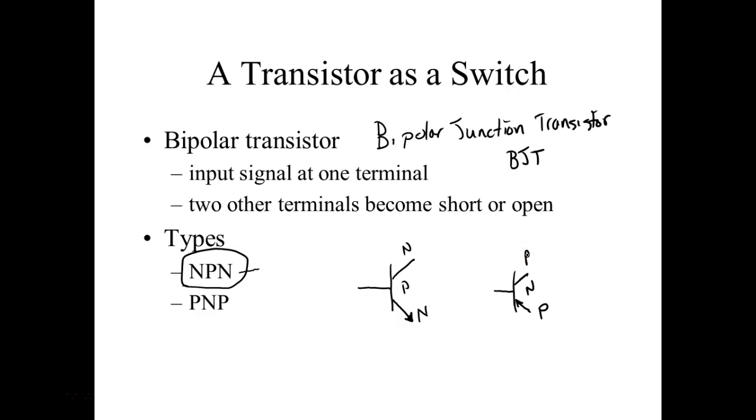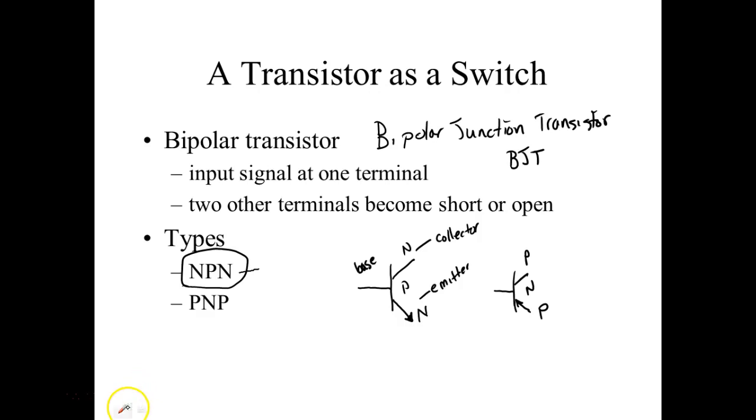Now what this is doing is telling us the polarities we need to turn this thing on and turn it off. So this is called the emitter. This is called the base. And then this lead right here is called the collector. Now to turn it on, we're looking at the base and the emitter. And it tells me that the base has to be positive with respect to the emitter to turn this thing on. And we'll talk about the collector in a minute.